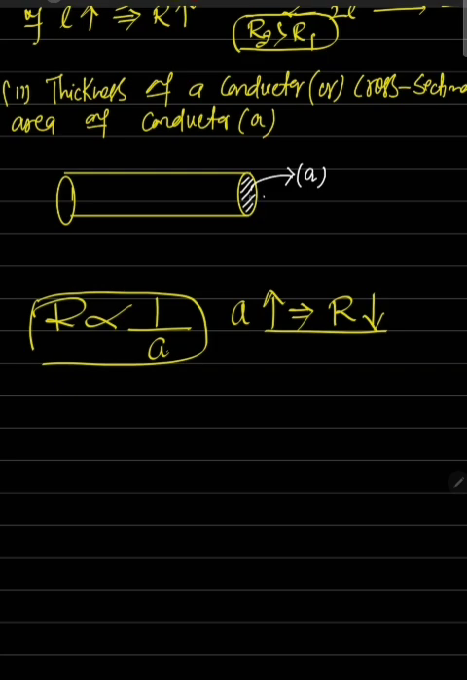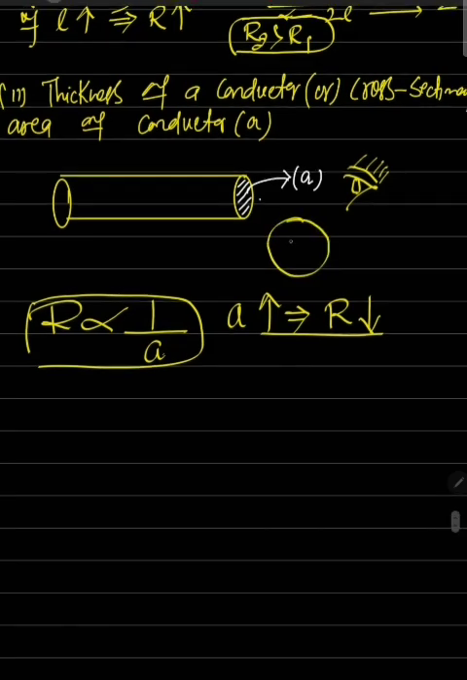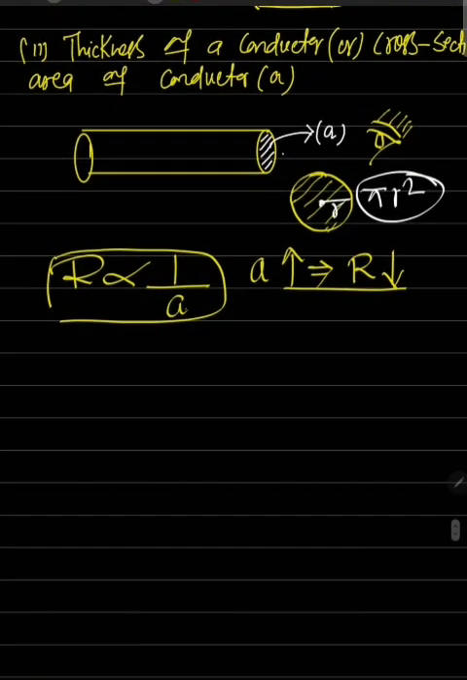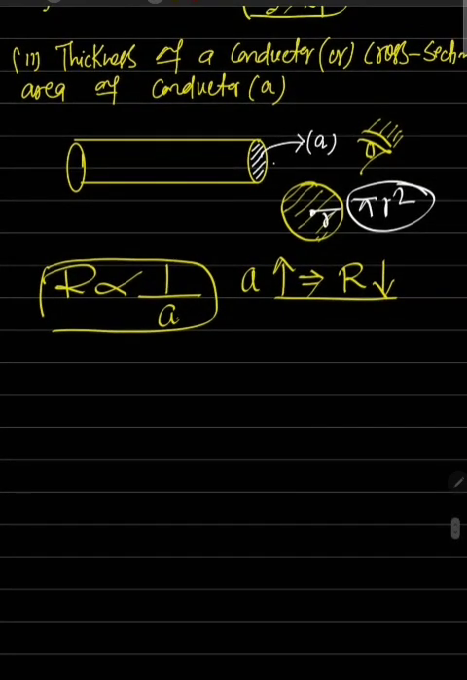Let's understand that. Suppose this is one wire, and suppose we look at this wire from its front side. How will it look? Its cross-sectional area will look like a circle. Suppose this is the cross-sectional area of the wire, and let this wire have radius r. So what is the cross-sectional area of this wire? With radius r, it is pi r square. We should remember this one.